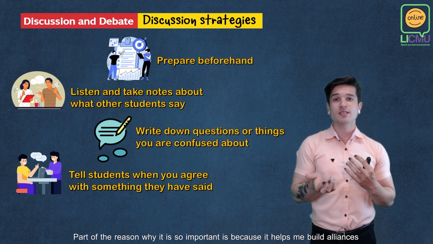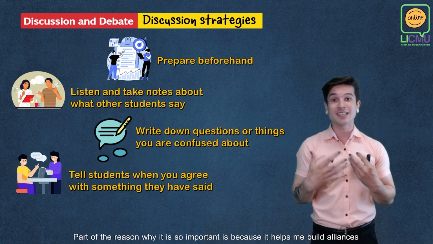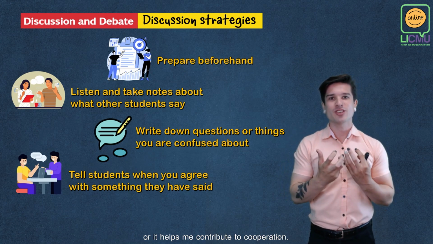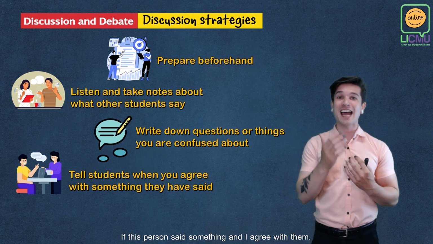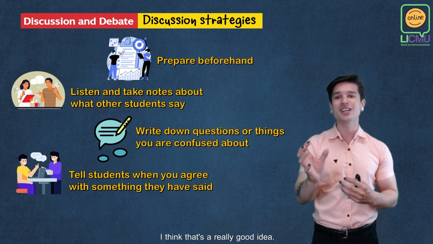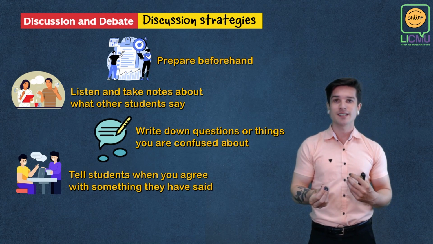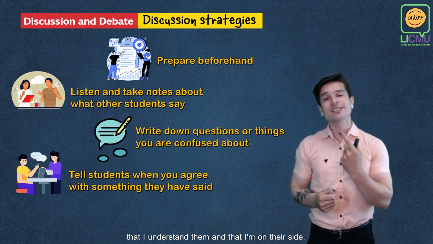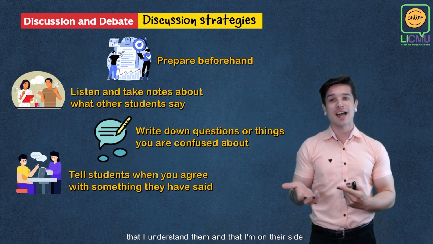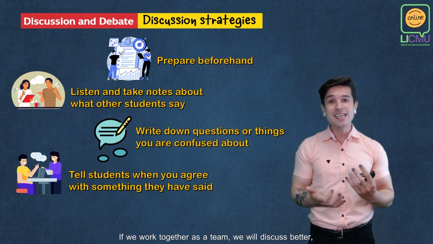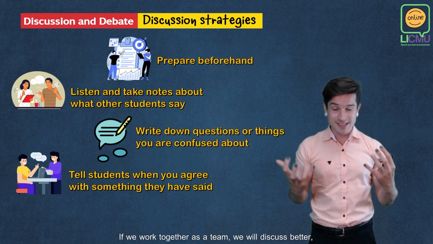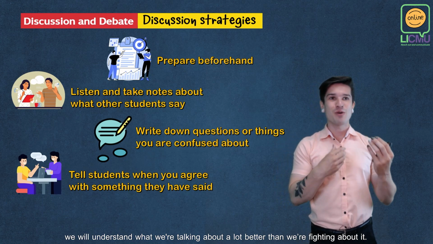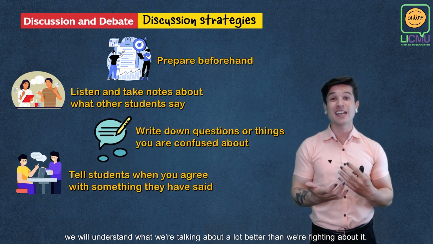Part of the reason why it's important is because it helps me build alliances, or it helps me contribute to cooperation. If this person says something and I agree with them, I think that's a really good idea, I should say that. Because that lets this person know that I'm listening to them, that I understand them, and that I'm on their side. If we work together as a team, we will discuss better, we will create knowledge, we will understand what we're talking about a lot better than if we're fighting about it.